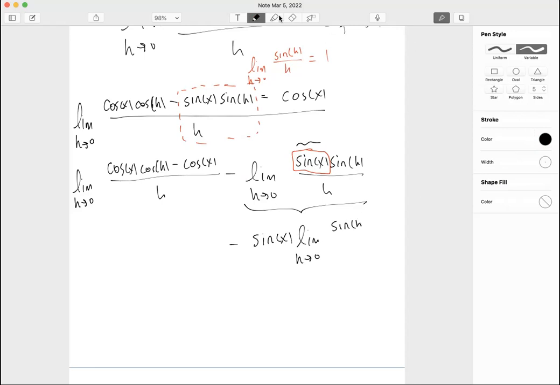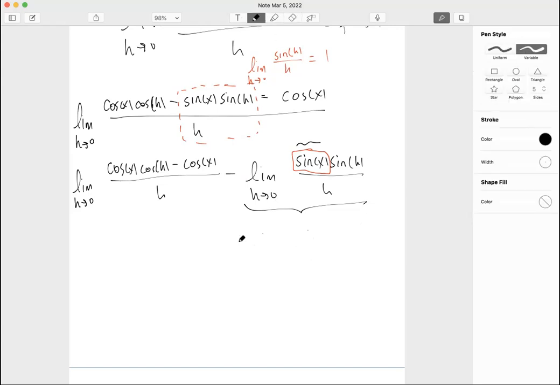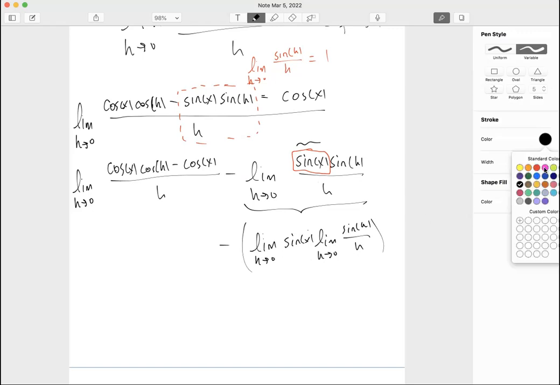or maybe this would be an easier way to see it. Remember we had our product rule for limits, right? We could take the limit of each thing in the product. Do you remember that rule? If you have a product of two things, then you take the limit of each thing.